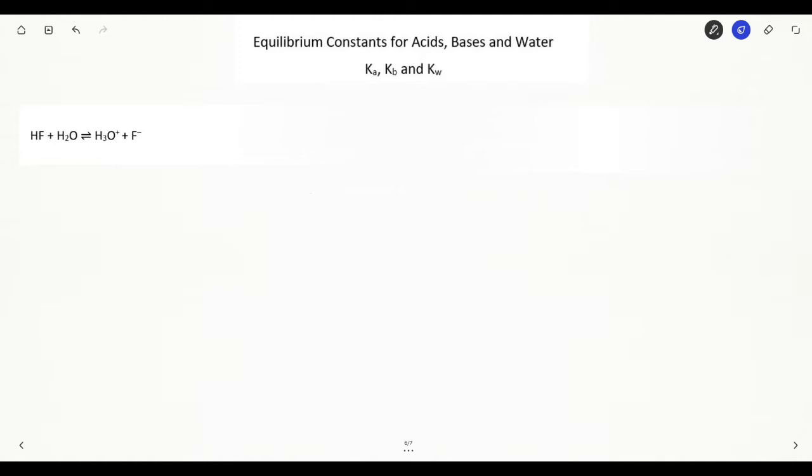So if we write the equilibrium expression for hydrofluoric acid, which is a weak acid, we get this chemical equation. Now let's just write the equilibrium expression first for this equation. Whenever we're doing an equilibrium expression, of course, it's the concentration of the products divided by the concentration of the reactants. There is our equilibrium expression.